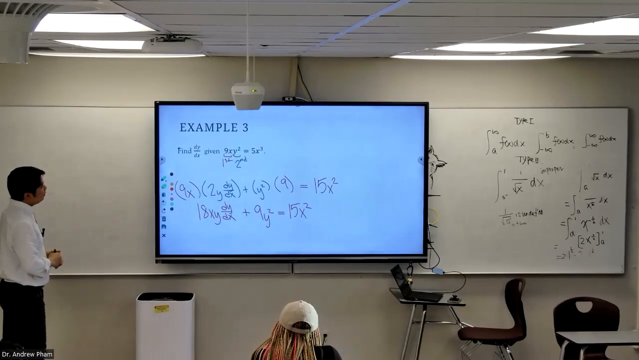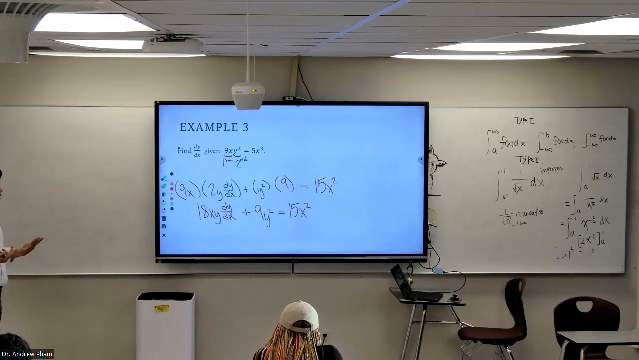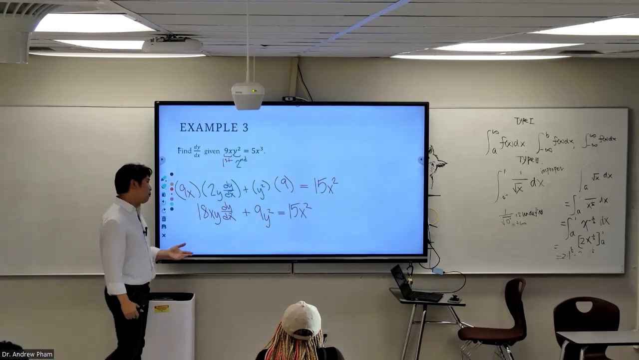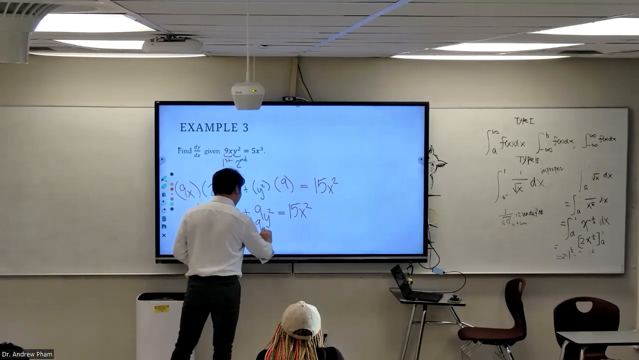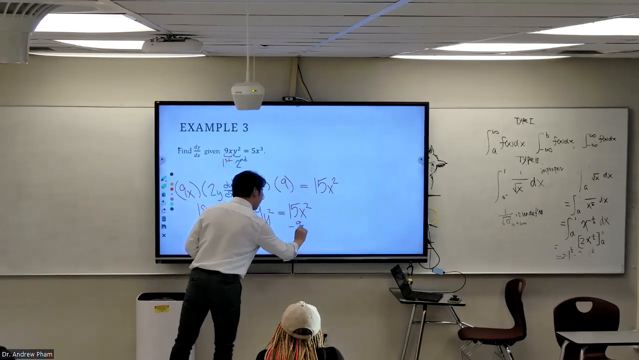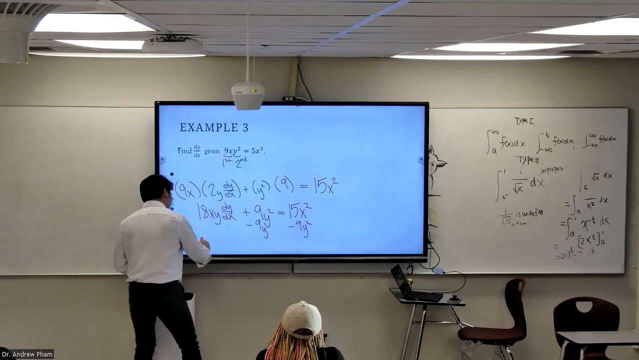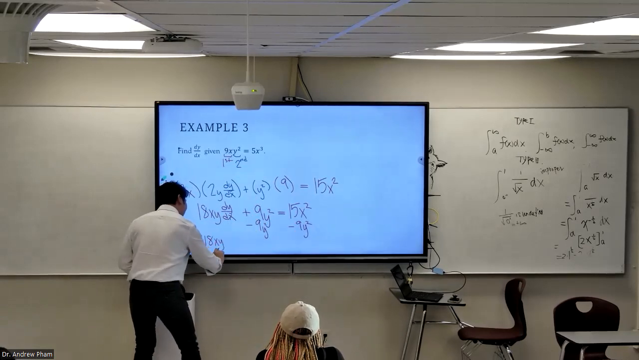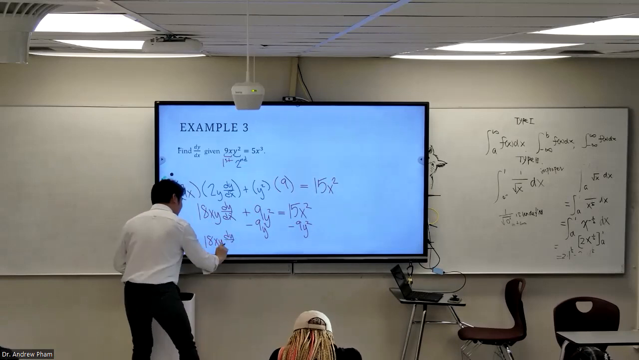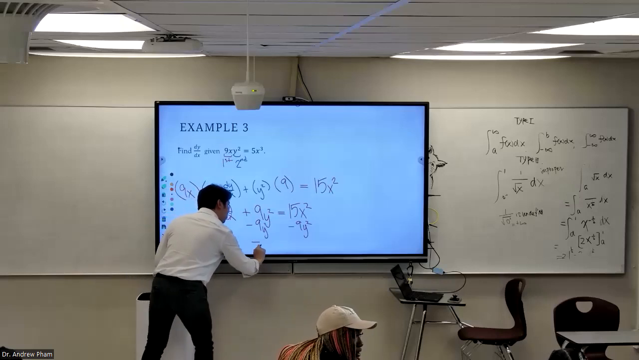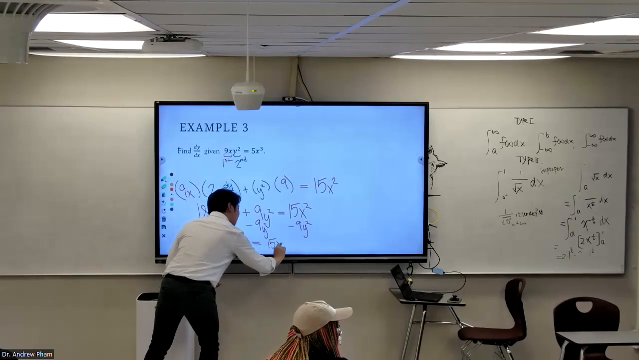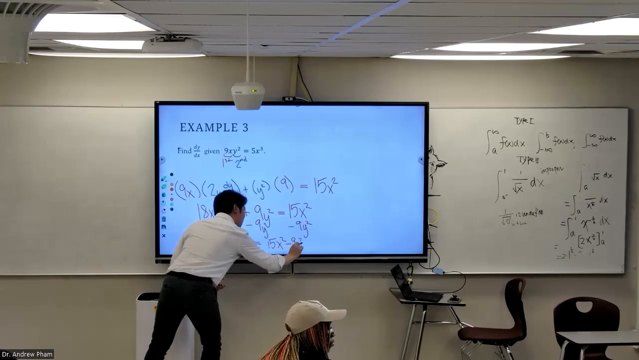Again, I want dy dx alone. What's the next thing I should probably do? Adding, subtracting, multiplying, dividing. Yeah, we should subtract 9y squared. I'm running out of room here, but subtracting 9y squared, we get 18xy dy dx. Oops, I don't know why I wrote 18. Dy dx is equal to 15x squared minus 9y squared.